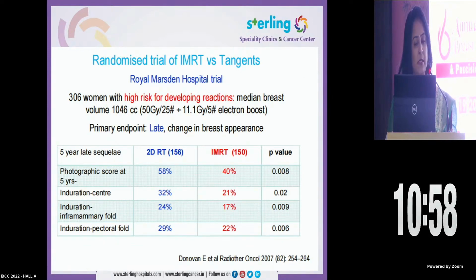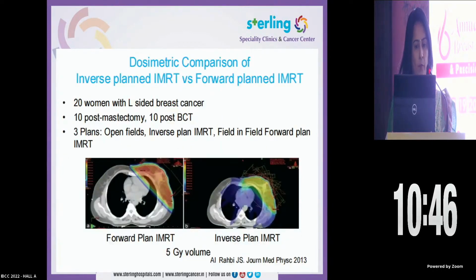The same was being seen for the late side effects also in the RMH hospital, where 300 plus patients, when they were studied for the late side effects, as compared to the traditional 2D technique, the IMRT could reduce the late sequelae with a significant p-value.